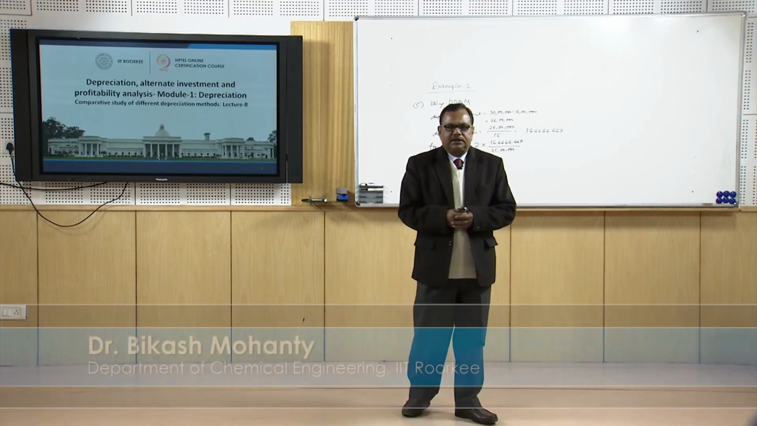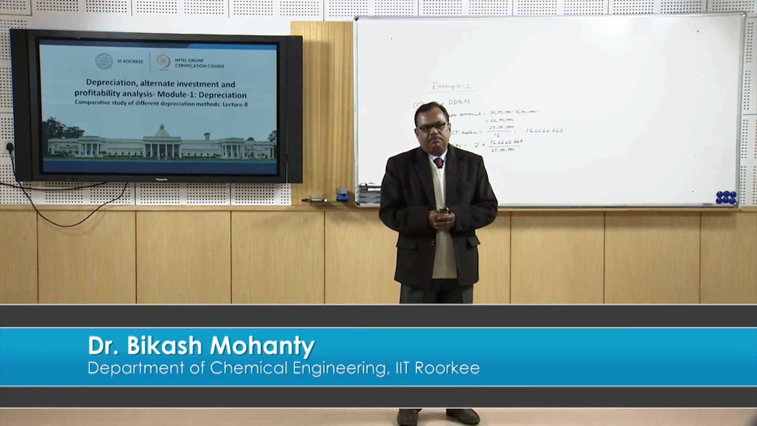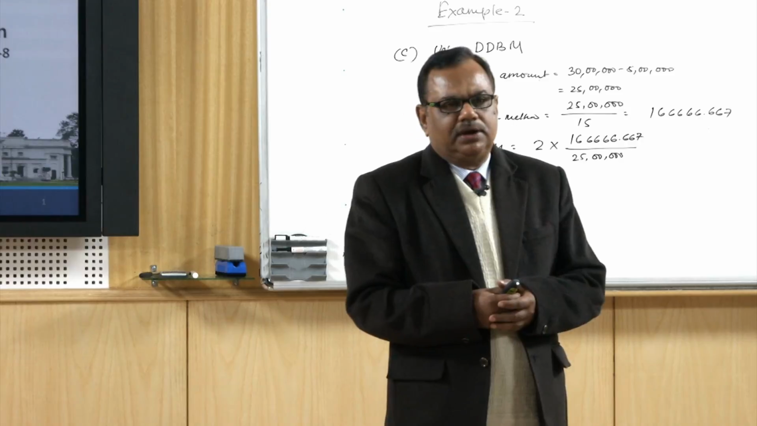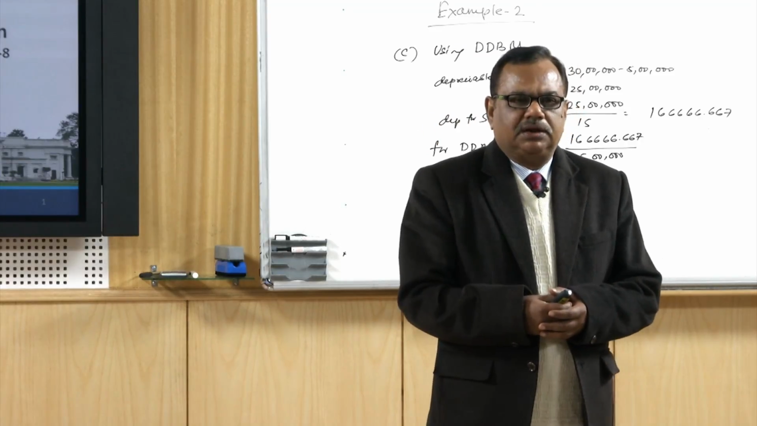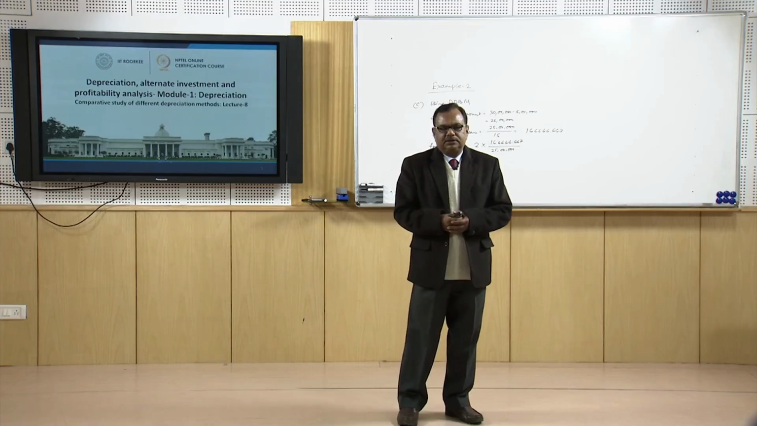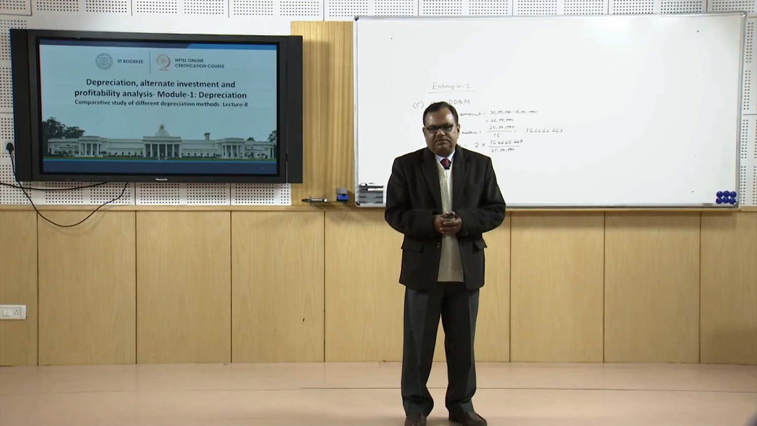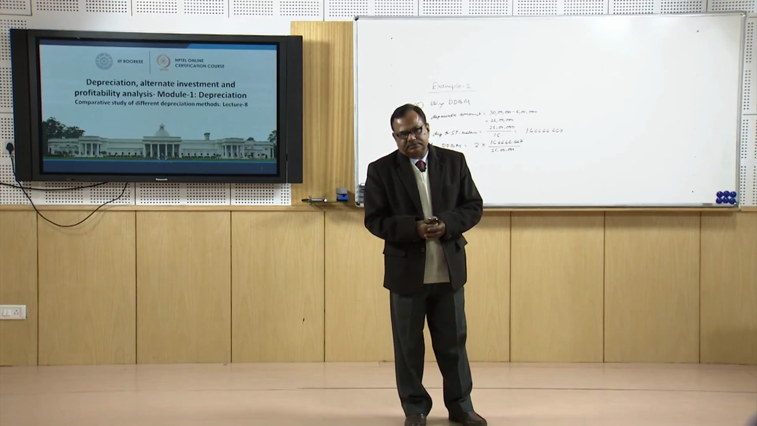To summarize this lecture, what we have done in this lecture is that we have taken a problem and have calculated the depreciation rates and book values for straight line method, declining balance method, double declining balance method, sum of the years digit method and sinking fund method. Thank you.